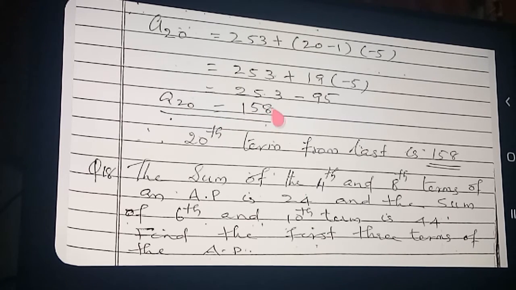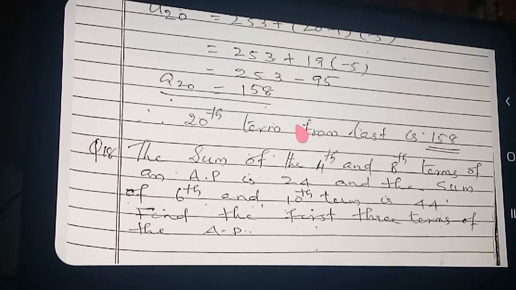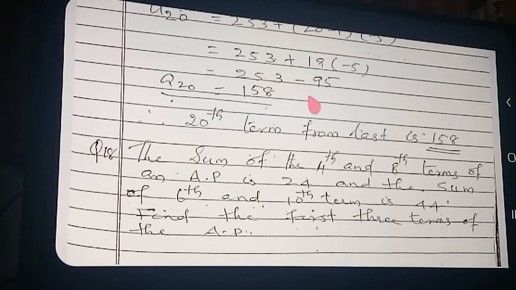So what is 158? 158 is the 20th term from last. So the 20th term from last is how much coming? 158. Clear now students? Okay. So any question asking for the last term, reversing the AP will be easy. Okay. You copy it first. Copy the sum. Question number 17, answer you copy it.